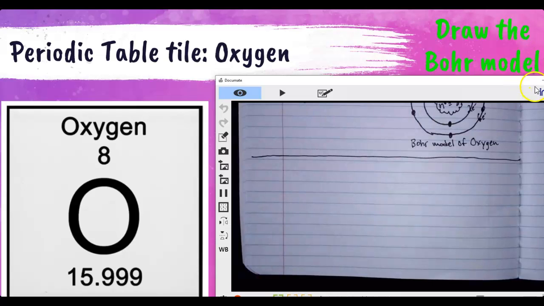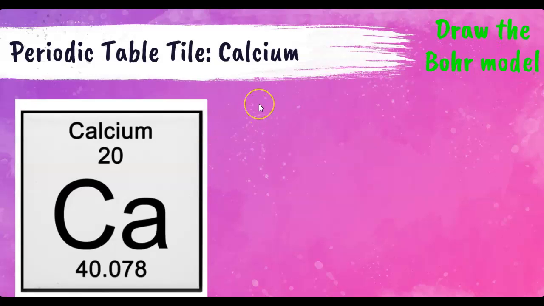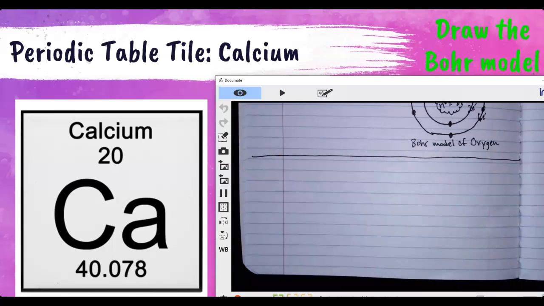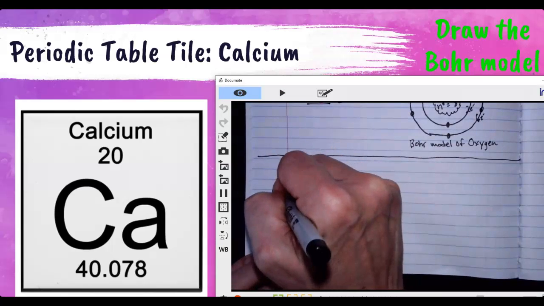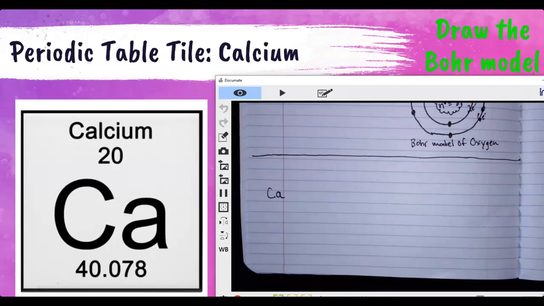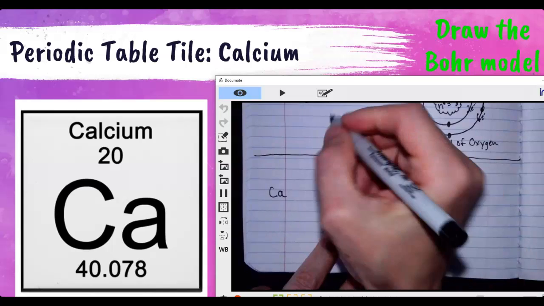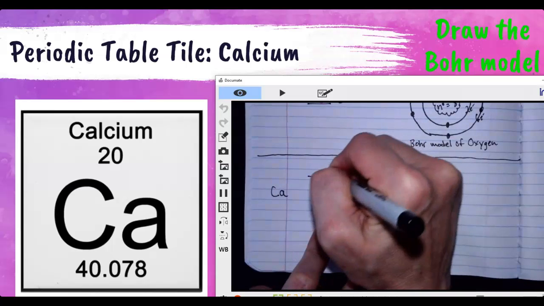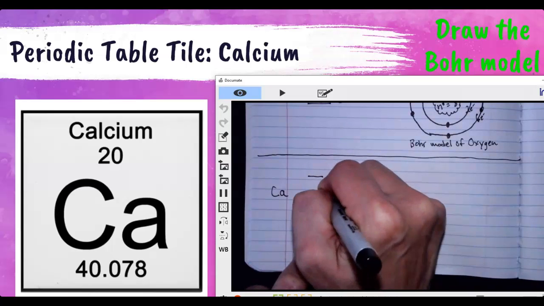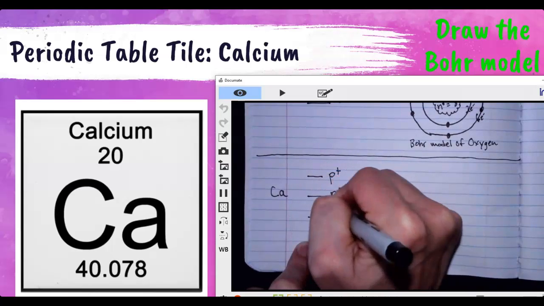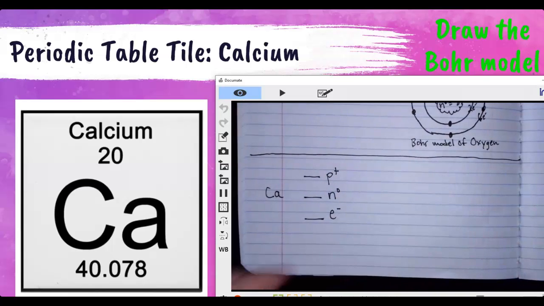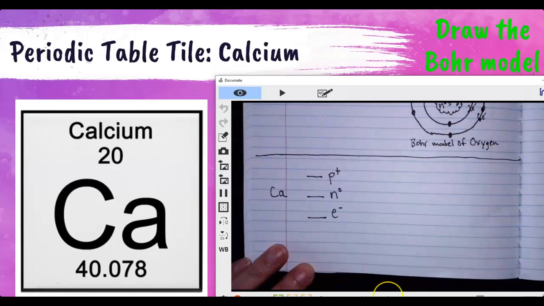All right, our last one for today is going to be calcium. Write down the 2 numbers that go on top and bottom of the calcium symbol. Once you've written down those numbers, then write down how many protons, neutrons, and electrons the most common atom of calcium has.